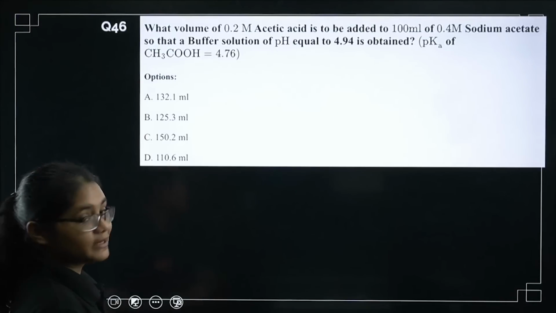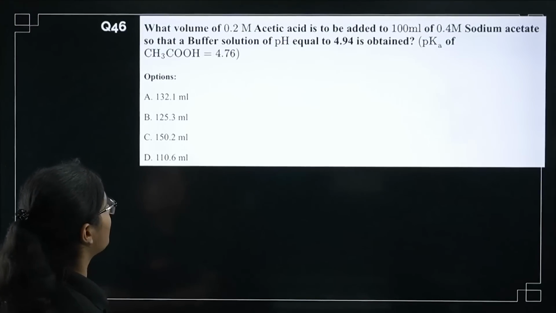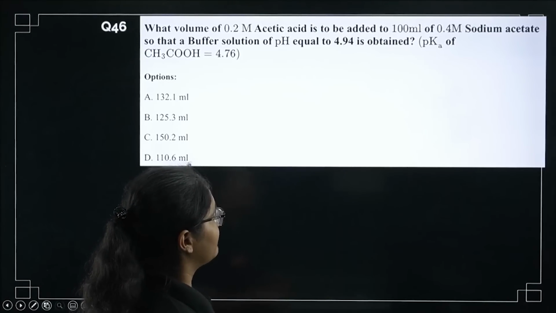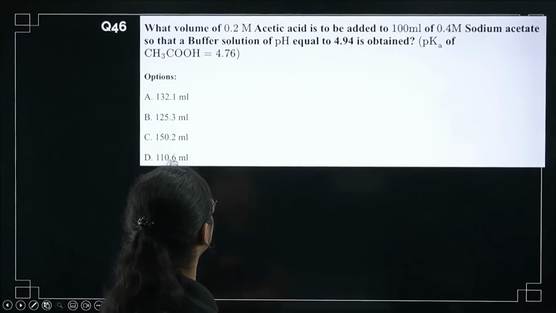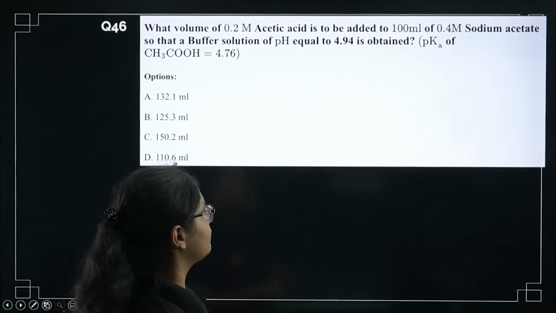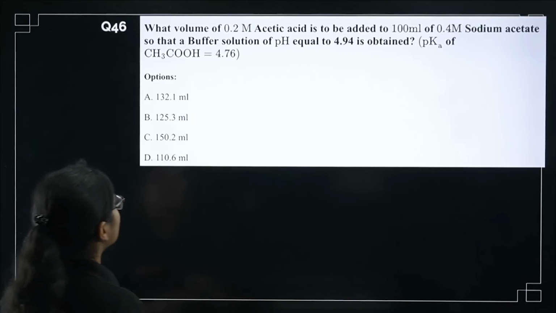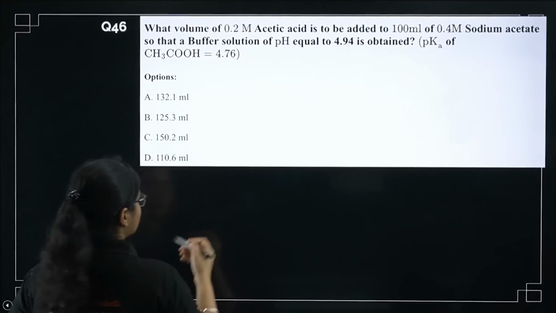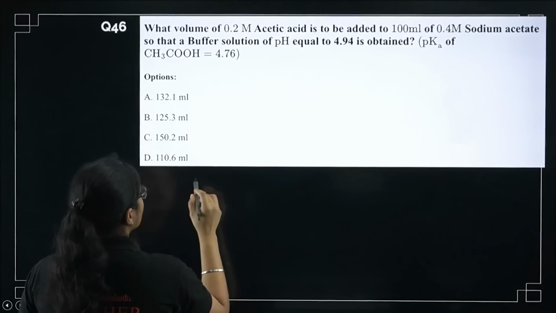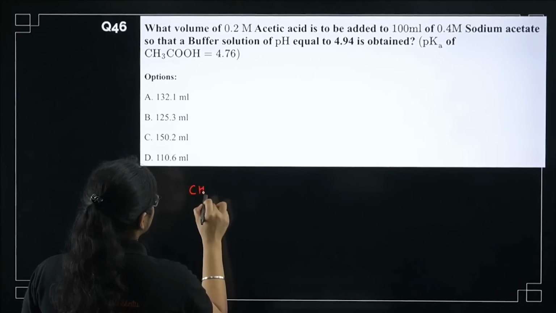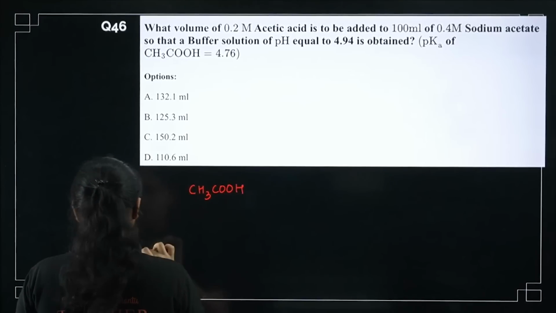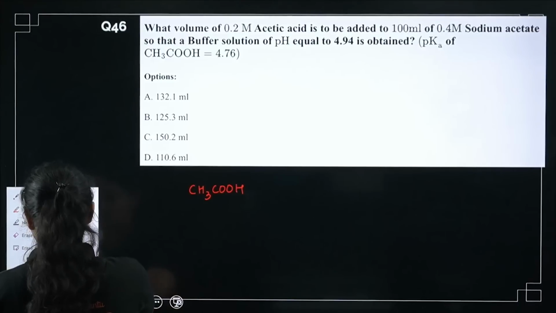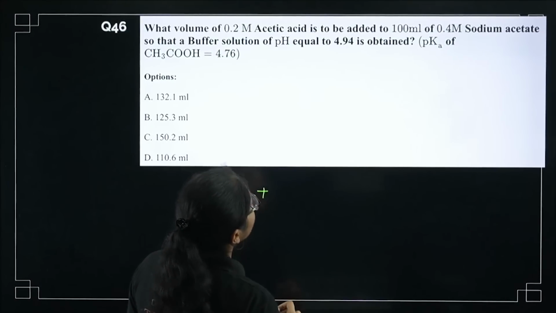Next we'll go to question number 46. What volume of 0.2 M acetic acid is to be added to 100 ml of 0.4 M sodium acetate so that a buffer solution of pH equal to 4.94 is obtained? Now how can I solve this one? We are taking acetic acid plus sodium acetate, right?